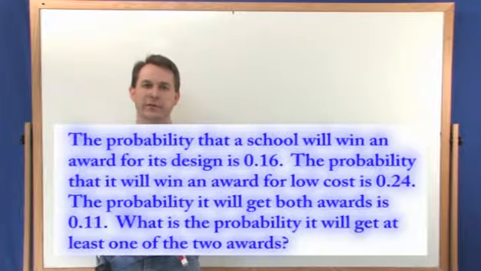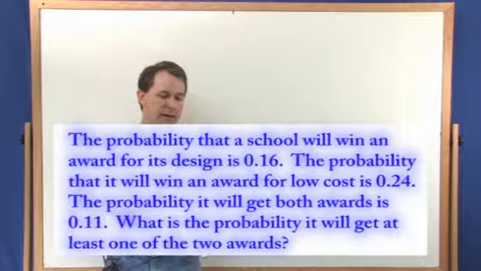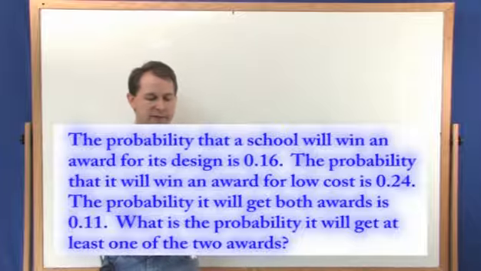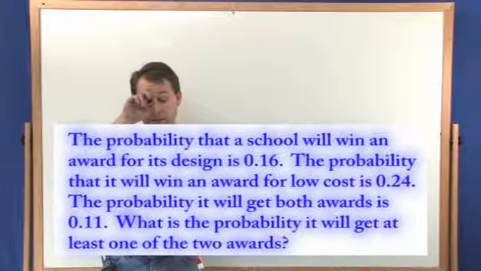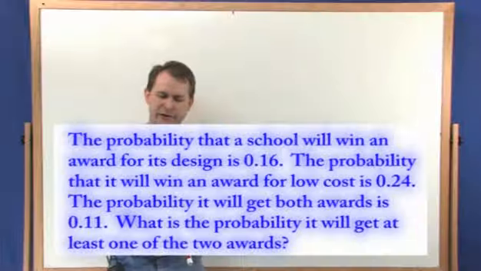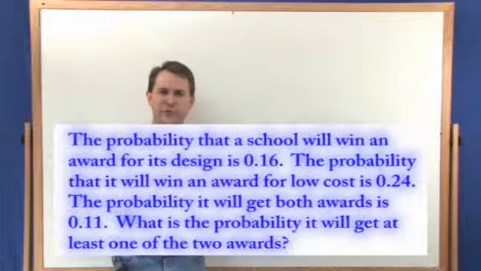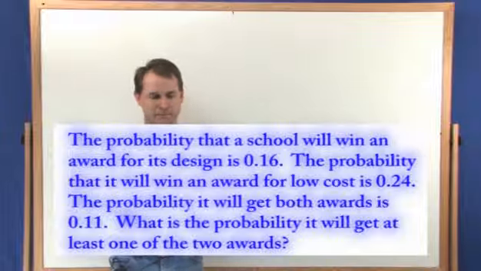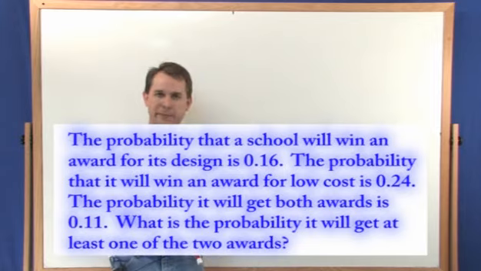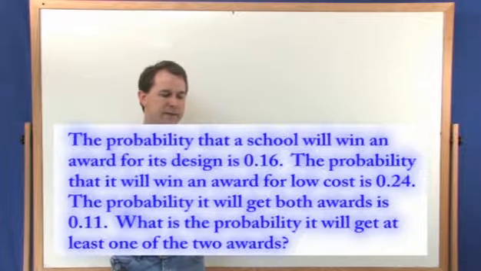That's the first question. What's the probability that it will get at least one of the 2 awards? And the second follow-up question is, what is the probability that it will only get one of those awards? Okay? So you have a lot of numbers here, a lot of things to think about. We need to pick it apart. The probability that this new school is going to get an award for its design is 0.16. The probability it's going to get an award for its low cost is 0.24. The probability it gets both is 0.11.